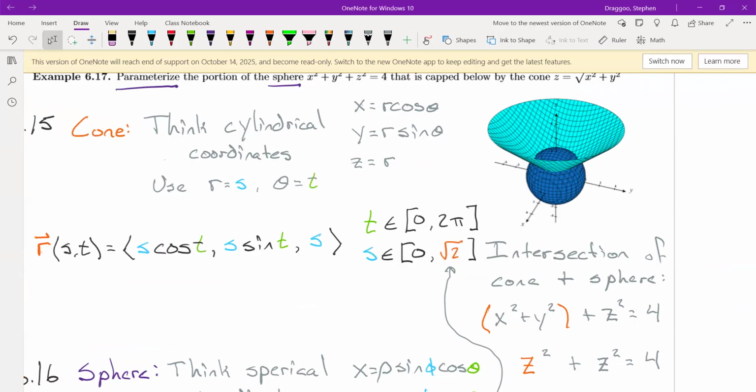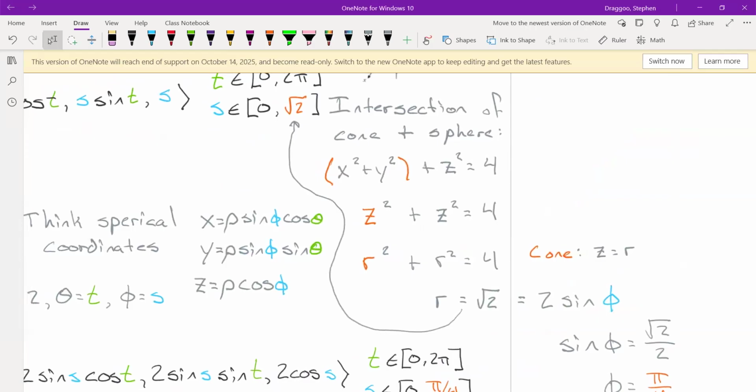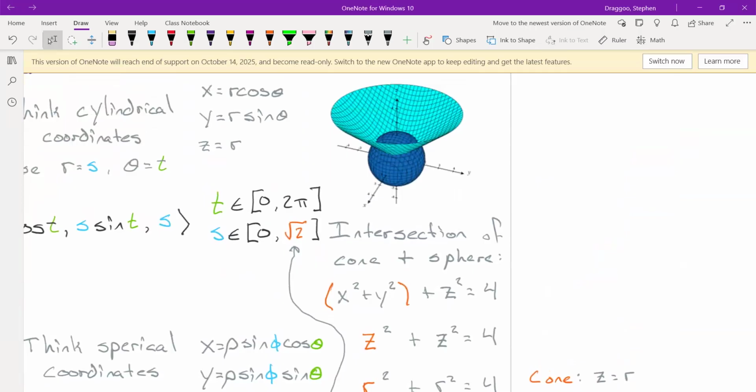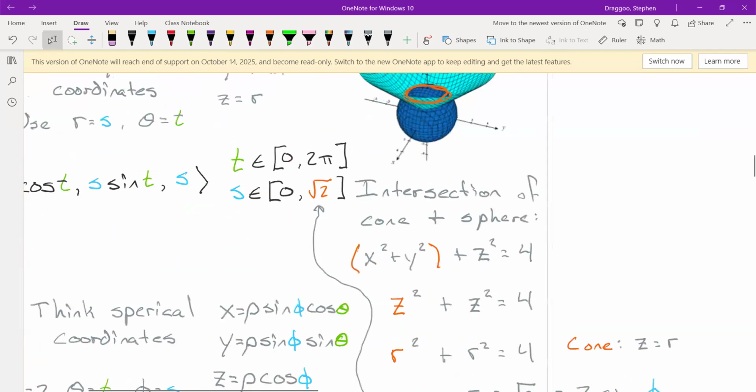So here, since we're using s as our stand-in for the radius, I need to find the radius value when the sphere and the cone intersect. That's what I did right here, was find the intersection of the sphere and the cone. So I'm just plugging one equation into the other. And I found that that's at an r value of square root 2, or a z value of square root 2, since r and z are equal to each other on that cone. So we can look back up at the cone and see that curve of intersection showing up. It's kind of like right there. That's our curve of intersection for figuring out our bounds.